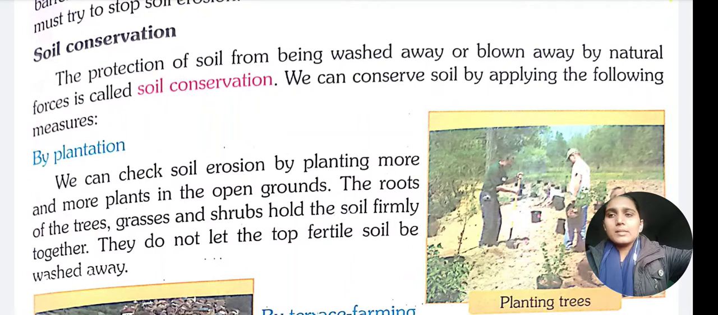Basically what happens in soil conservation, what we study, is that the topmost layer of our soil is getting disturbed day by day. We have discussed in the previous video that the topmost layer of the soil is getting degraded, its quality is going down because of soil erosion. That means the topmost layer is washed away by water or blown away by wind.